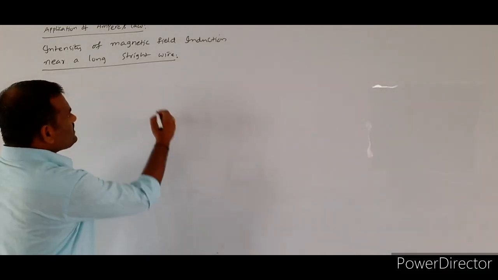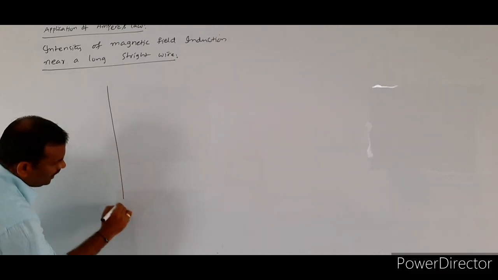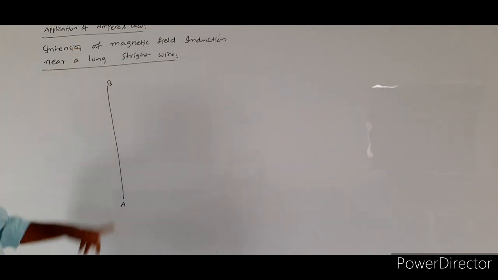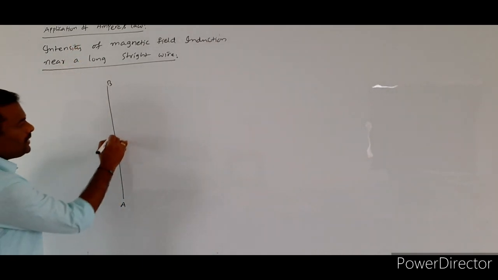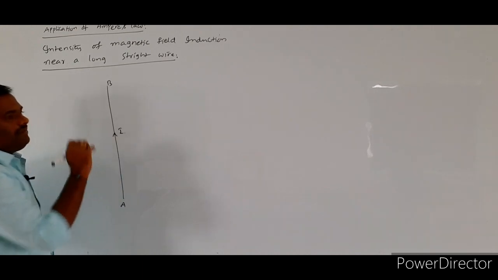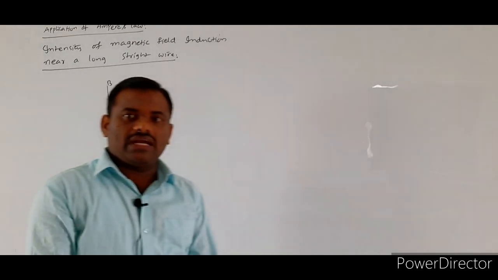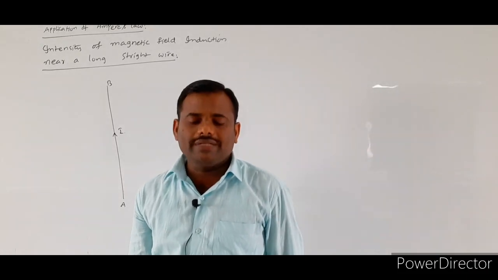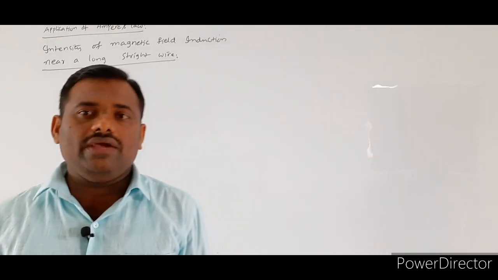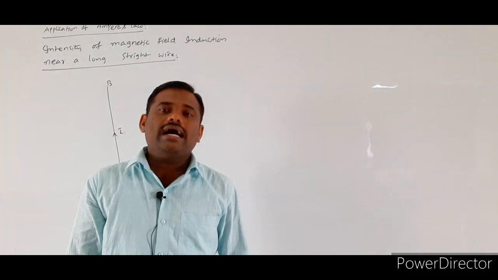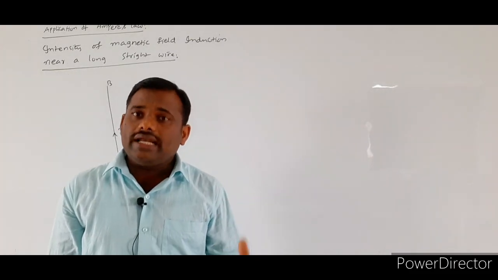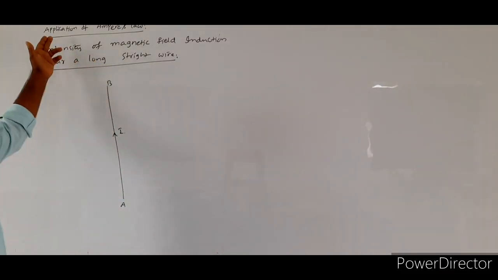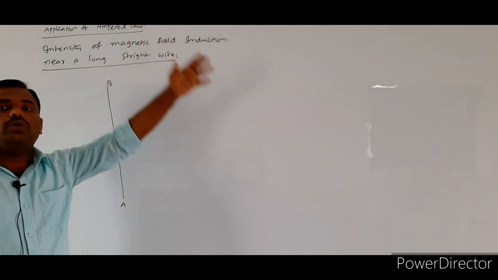Here I consider a very long straight current carrying conducting wire AB, through which I amount of current is flowing. According to Oersted's principle, whenever current flows through a conductor, a magnetic field is produced around it. Now our application is Ampere's circuital law.